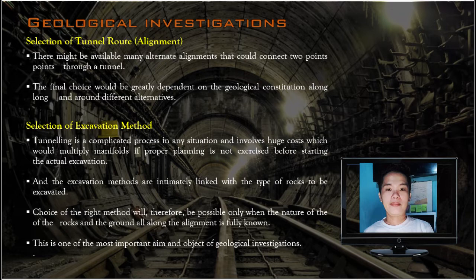Selection of excavation method. Tunneling is a complicated process in any situation and involves huge costs, which would multiply manifold if proper planning is not exercised before starting the actual excavation. And the excavation methods are intimately linked with the type of rocks to be excavated. Choice of the right method will, therefore, be possible only when the nature of the rocks and the ground all along the alignment is fully known. This is one of the most important aims and objects of geological investigations.